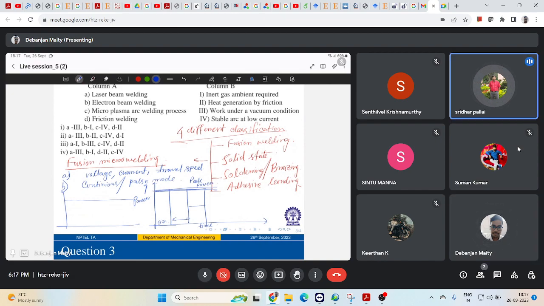Sir, what are the advantages of continuous and pulse mode? In pulse mode, of course, you will use it when you want to have a less heat affected zone.